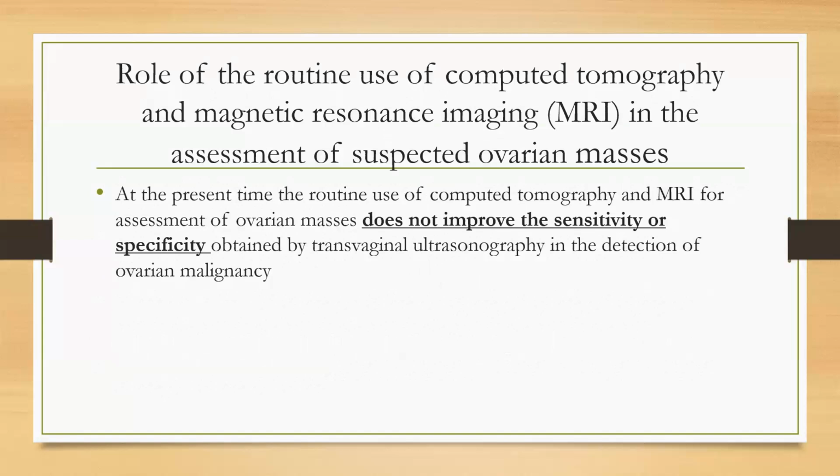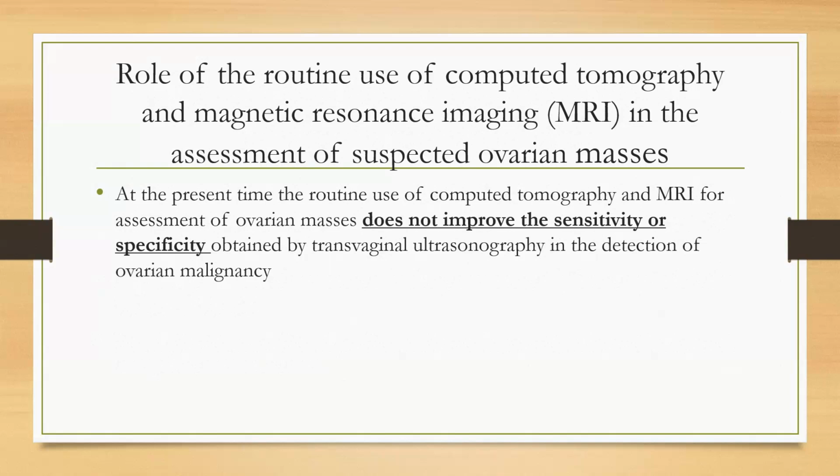Is there any role of routine use of CT and MRI? As I have mentioned in the postmenopausal woman, the same is here. It's not routinely used because it does not improve the sensitivity and specificity obtained by transvaginal ultrasound in the detection of ovarian malignancy. CT scan is only required when you assess the cyst and suspect it to be malignant. Then you will arrange a CT scan and refer the patient to the gynecological oncology services. MRI is only indicated if TVS is inconclusive, then you can do MRI.